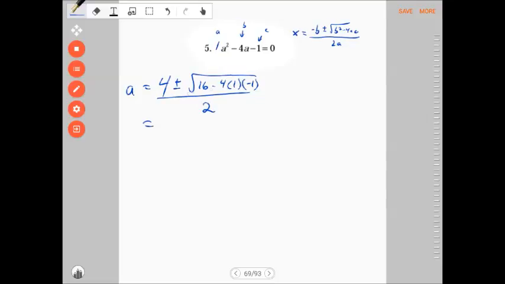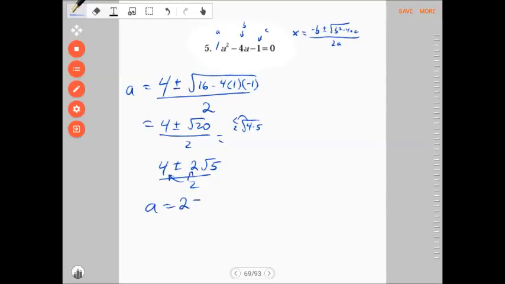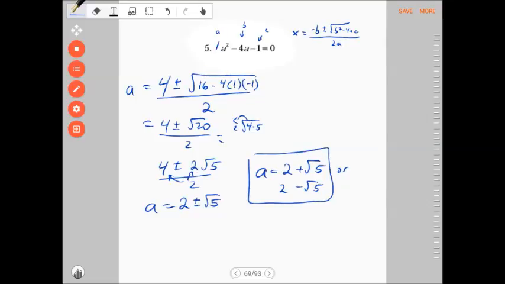Well then of course the radical simplifies. Negative 4 times 1 times negative 1 is positive 4. So this is 4 plus or minus root 20 over 2. The root 20 reduces. That is 4 times 5, which kicks out a 2. So this is going to be 4 plus or minus 2 root 5 over 2. Then the 2 distributes here, so a equals 2 plus or minus root 5. So the answers are 2 plus root 5 or 2 minus root 5. Those are the perfect solutions for this. We don't have to convert into decimals. These are just the answers. Okay, great.